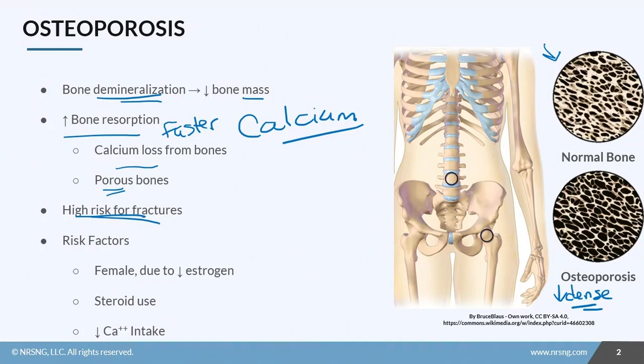Now, females are at greater risk because of the loss of estrogen, especially later in life. That causes increased bone resorption. So again, the resorption happens faster than the rebuilding. Another factor is use of corticosteroids. This can also increase bone resorption. That's why we see osteoporosis in patients with things like Cushing's syndrome. That extra cortisol makes them lose calcium from their bones. And then, of course, a calcium deficiency will make the body pull it from the bones even more.